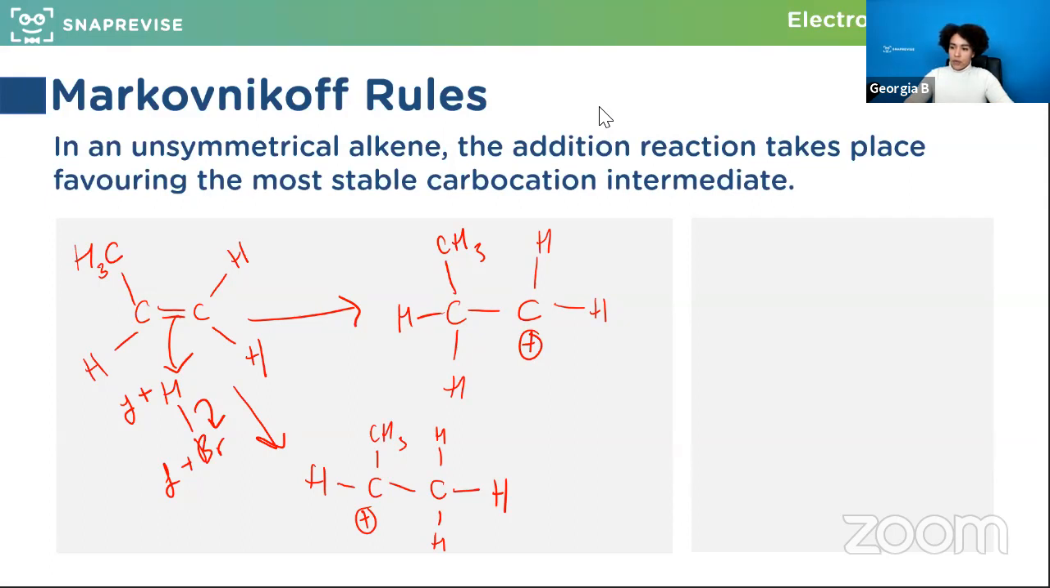Do Markovnikov rules apply with elimination instead? Not unless there are two types of elimination, one that forms a carbocation as an intermediate and one that doesn't. So the one that does form a carbocation as an intermediate, Markovnikov rules often apply.